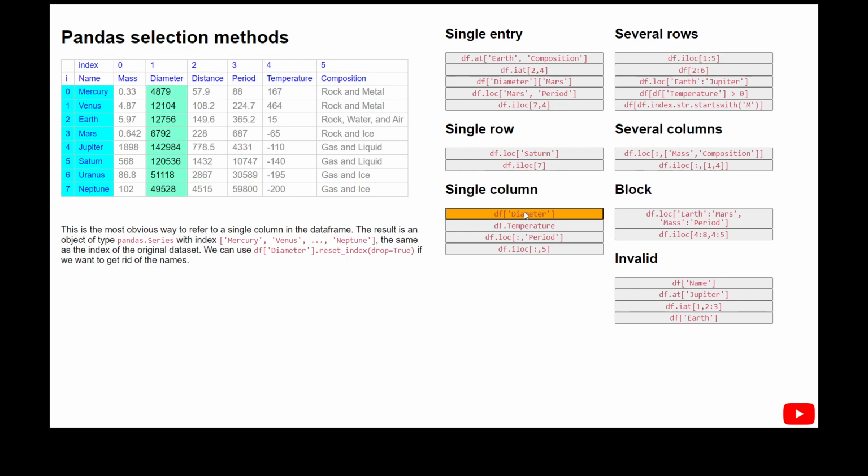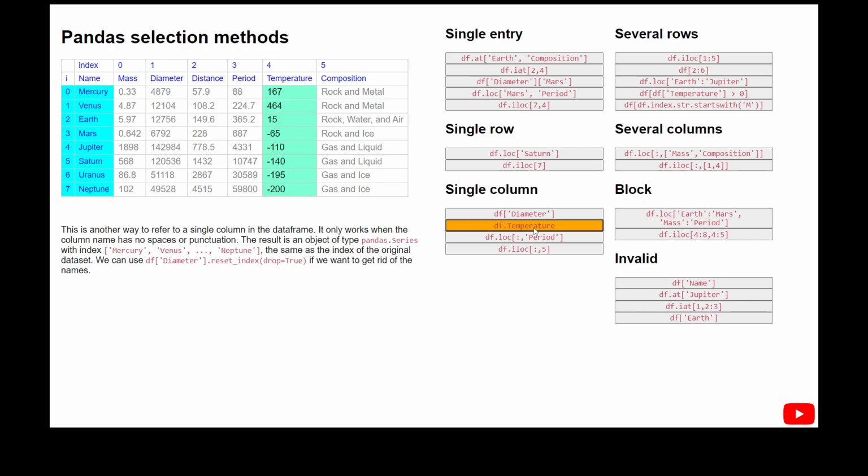So here we get ways to refer to a single column. You can just do df['diameter'] to get the diameter column, or df.temperature is the same as df['temperature']. This is maybe a more familiar notation used in other places in Python, but with a dot. The thing is, column names might have spaces or punctuation, and then you can't use the dot notation. You do have to use square brackets and quote marks.